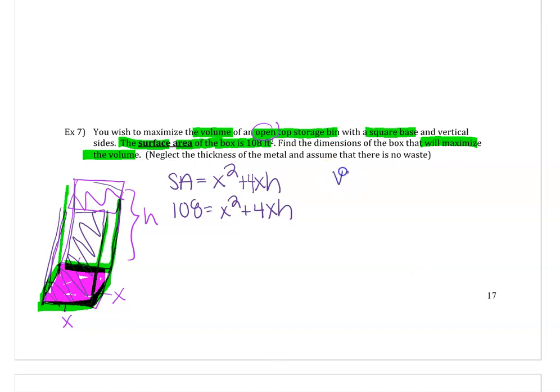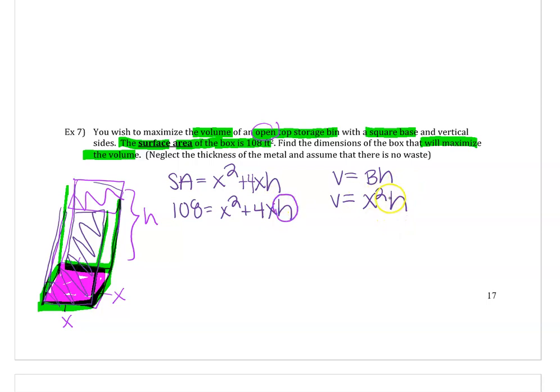Now, the volume, that's what we're working towards. Volume of any prism is area of the base times the height. So the volume equals x times x, because that's the area of the base, times the height. Now, this is again where you've got to make a move. You've got to solve for one of the variables from the surface area formula, the stuff you know the most info about, to get it into the volume formula, because this is what you're trying to get information about.